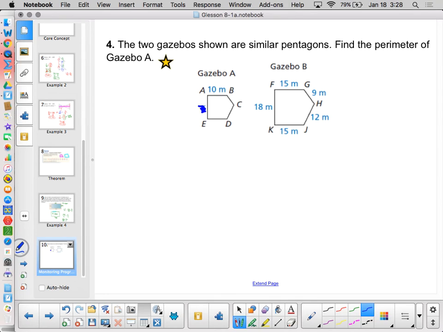So the figures are similar in ways which are obvious. They are aligned the same way. We don't have to worry about flipping or anything. Go ahead and find that perimeter. That's your final question of the day. See you in class.